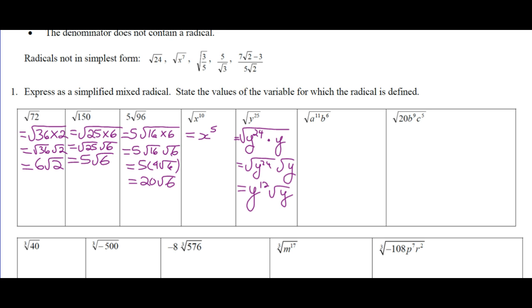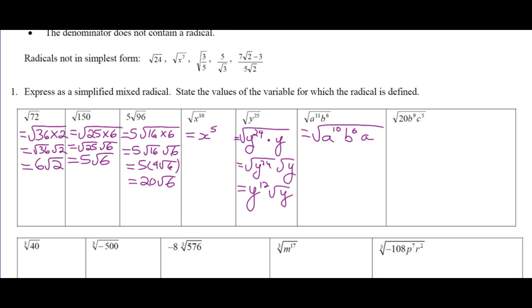A to the 11th, b to the 6th. Can you divide 11 by 2? What can you divide by 2? So we're going to go a to the 10th, because it has a square root. What about b to the 6th? So I'm going to go b to the 6th next. What I'm going to do is write everything that has a square root. A to the 10th has a square root. B to the 6th has a square root. What's left? A.